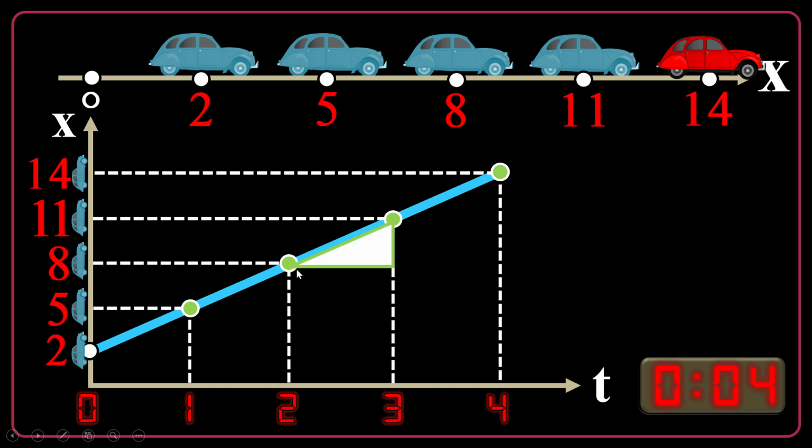Basically, for finding the slope, the best strategy is making a right triangle here, in which the hypotenuse is part of the linear graph. Here I have a rise, or the vertical side, or the height of this triangle, which is going to be 3, and the horizontal, which is the base, is 1. 3 over 1 will be 3. So the velocity of this car is 3 meters per second to the right. This is called uniform motion.